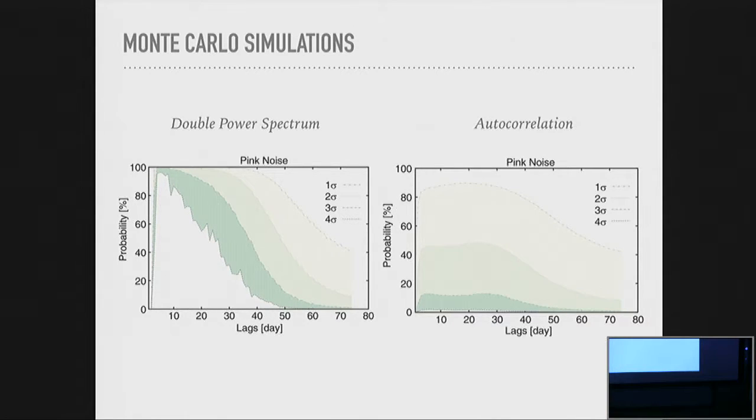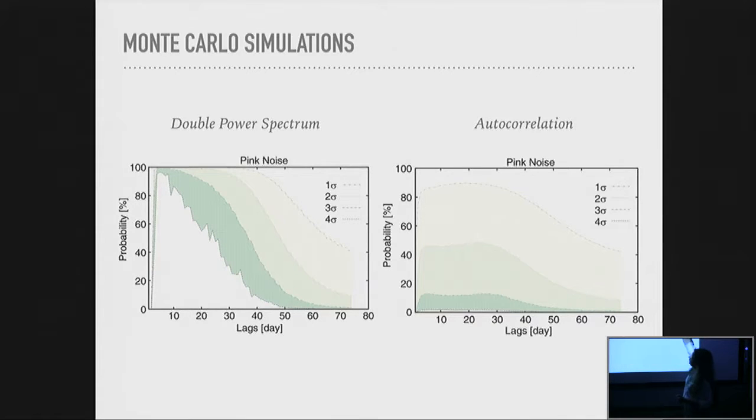So here is the probability of detection of the time delay at a given significance level using the double power spectrum. We look for a time delay of about 10 days. And you can see that we expect the probability of detection of a time delay of 10 days at the 4 sigma level to be about 80%. And this is what we see. We detected the time delay above the 4 sigma level. So this is what we would expect for the double power spectrum.